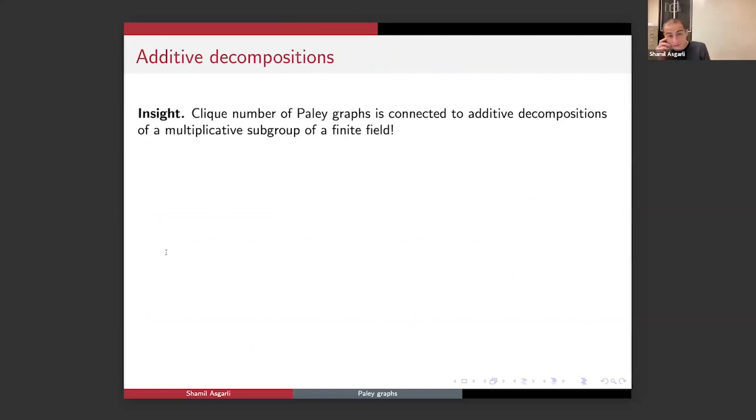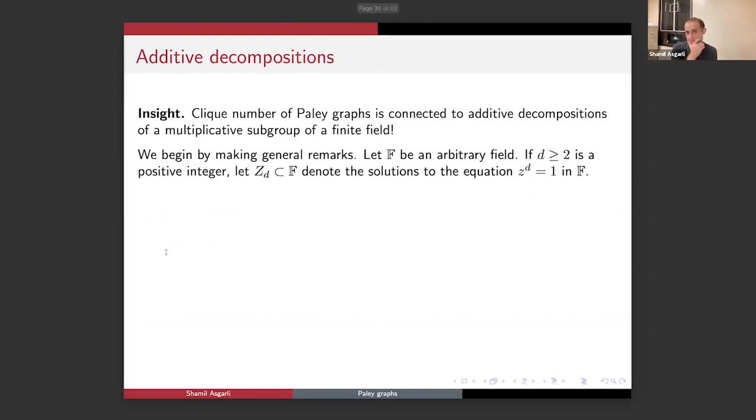So the clique number of a Paley graph is connected to the concept of additive decomposition of a multiplicative subgroup of a finite field. Now, let me motivate these ideas. So we're going to start with very general remarks. So suppose F is an arbitrary field. At this point, F could be any field. And in fact, I'm going to show you an example that involves complex numbers.